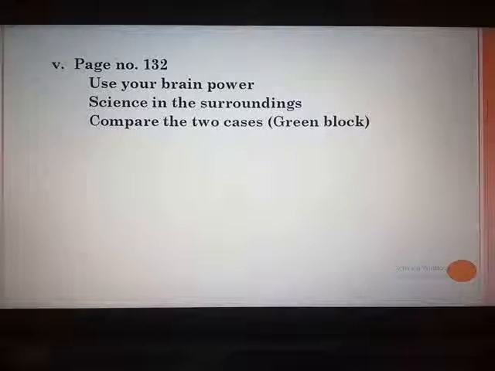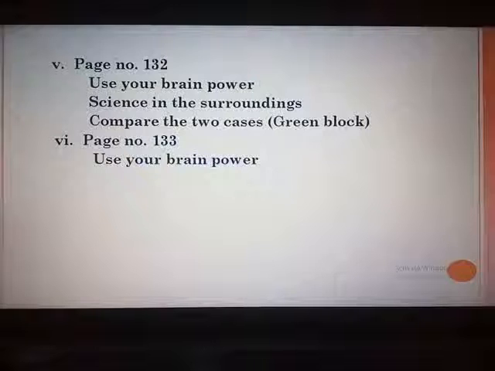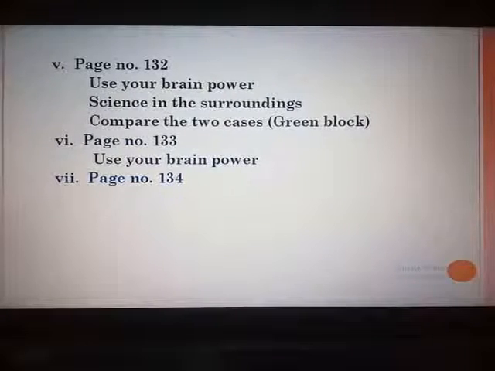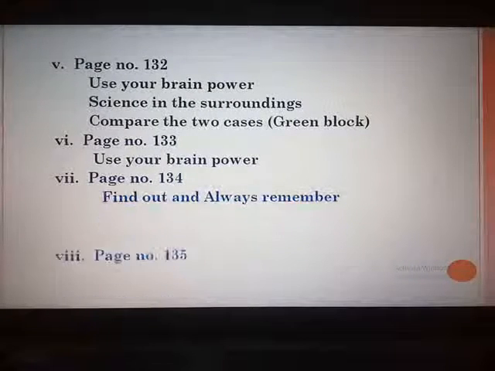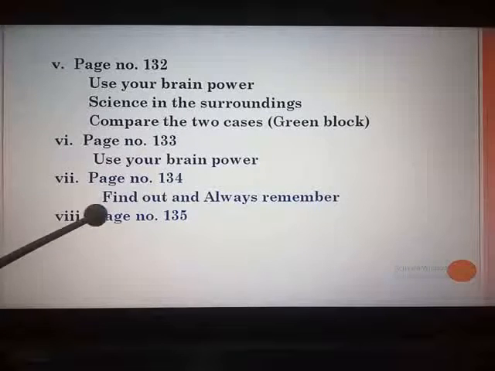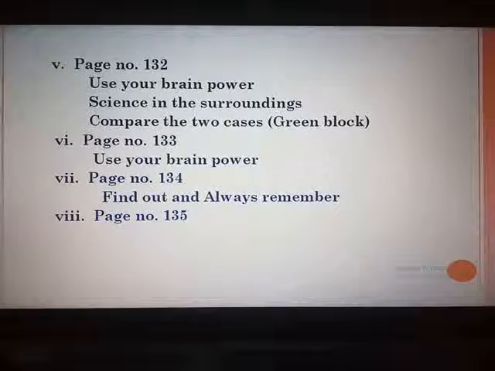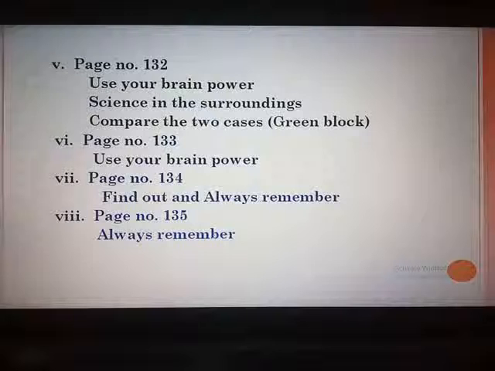Page number 133. Towards the center above the sonar technique you have a small activity. Use your brain power. Remove that activity. Turn your page. Page number 134. You have two blocks. Find out and always remember. Both the blocks you have to remove. Page number 135. Towards the end you have always remember. Remove that block.